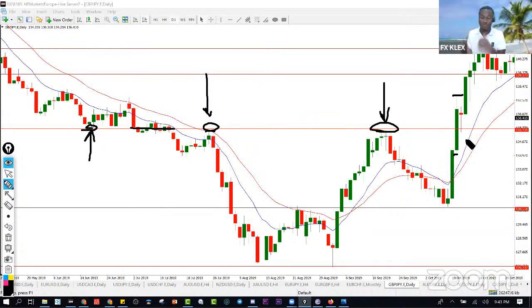there is much force which is needed to break this zone. It's just like a rocket being projected from the surface of the earth into space: you need more force to overcome the force of gravity. So whenever price wants to break out of a key level structure, more momentum is needed for price to break out of this zone.